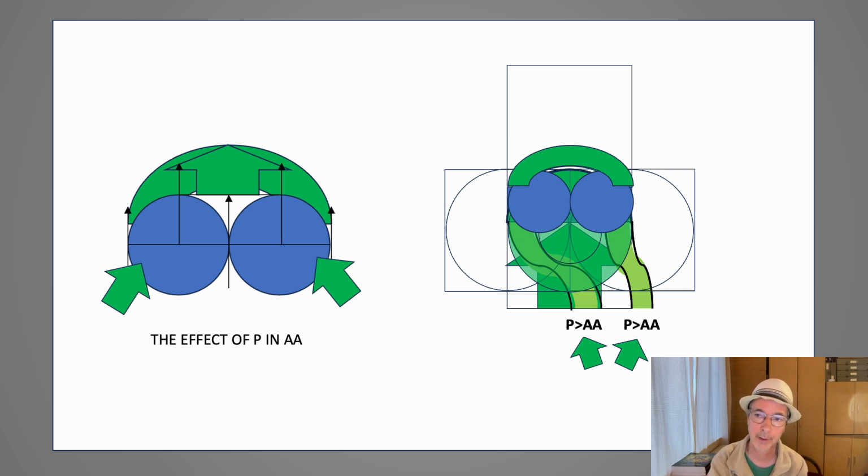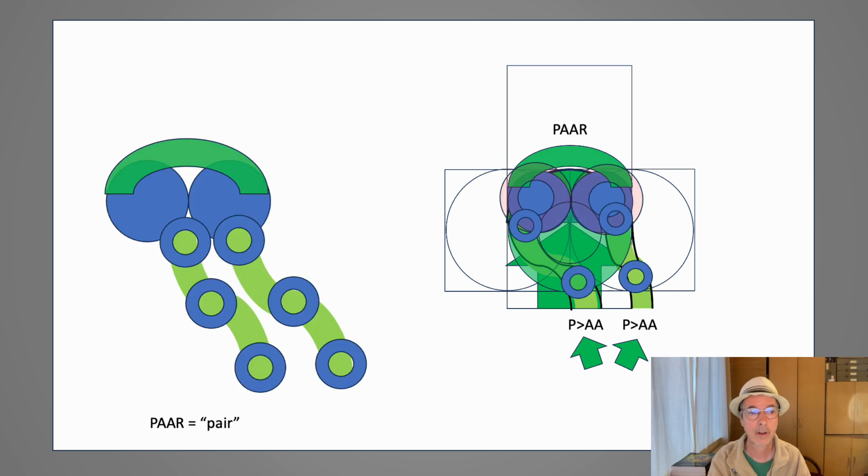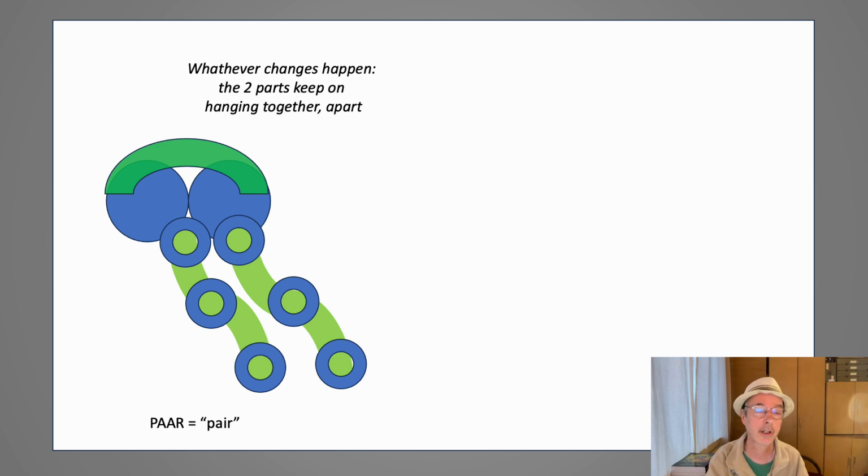There's an R involved. The R needs to connect every connection that is available. You have already this P and the R, so that's one connection which is already visible enough, but it's not very visible is the P. If I make this visible, I will have a very well visible word PAAR or pair, which is all these connections which remain connected, which are disconnected and connected at the same time. They hang together. That's what the pair is. That's what a pair means. So whatever changes I do here, these two parts keep on hanging together apart.